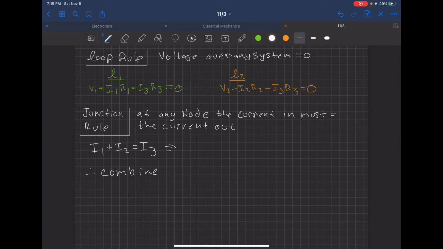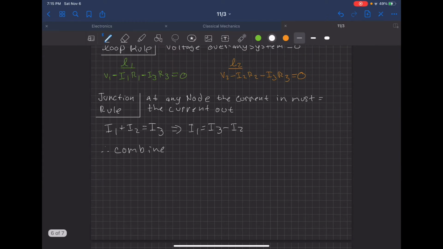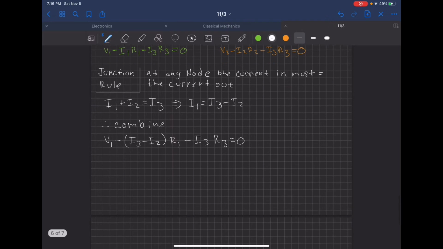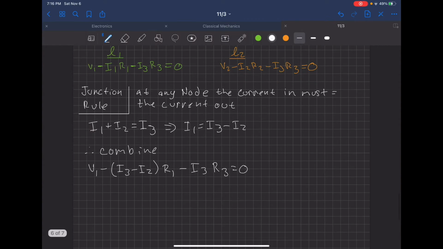So we can convert this equation to I1 is equal to I3 minus I2. Always be very wary of your minus signs in these problems. They're going to get very confusing. As you can see here in a moment, we're going to have minus, and then I like to put parentheses so I don't trip myself up. I3 minus I2, that's going to be times R1, minus I3 R3 is equal to 0. Then from here we can do some multiplication.